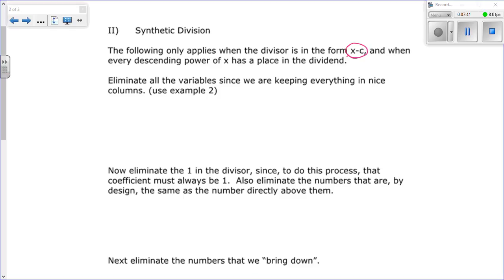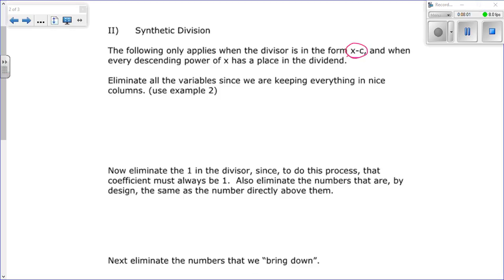It works when every descending power of x has a place in the dividend, meaning if we're missing a power, we put in a 0x to the whatever power. So we're going to use example 2, the one we just did, and we're going to eliminate all the variables since we are keeping everything in nice columns.